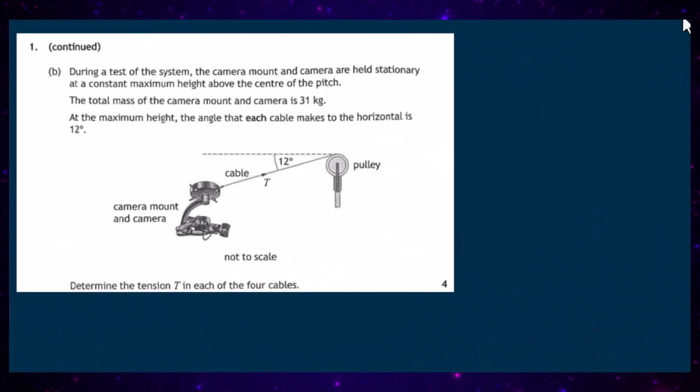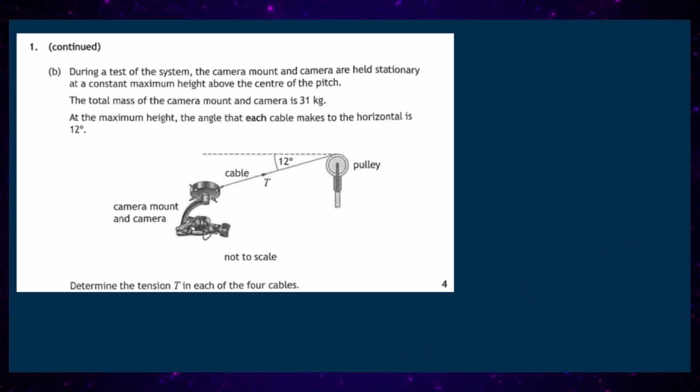Question 1 continued, part B. During a test of the system, the camera mount and camera are held stationary at a constant maximum height above the centre of the pitch. The total mass of the camera mount and camera is 31 kilograms, and at maximum height, the angle at which each cable makes to the horizontal is 12 degrees. And for 4 marks, we've got to determine the tension T in each of the 4 cables.